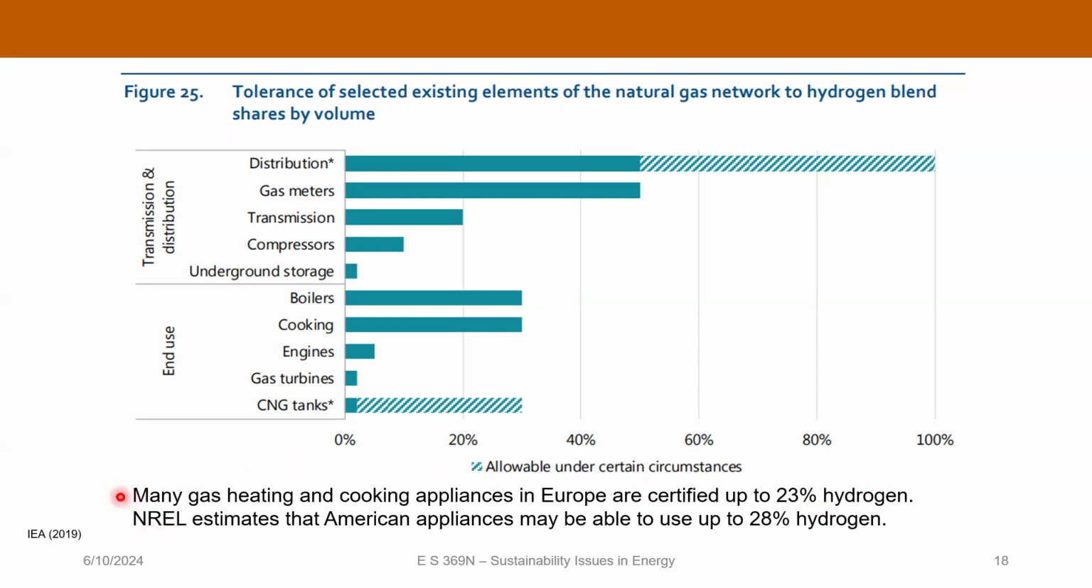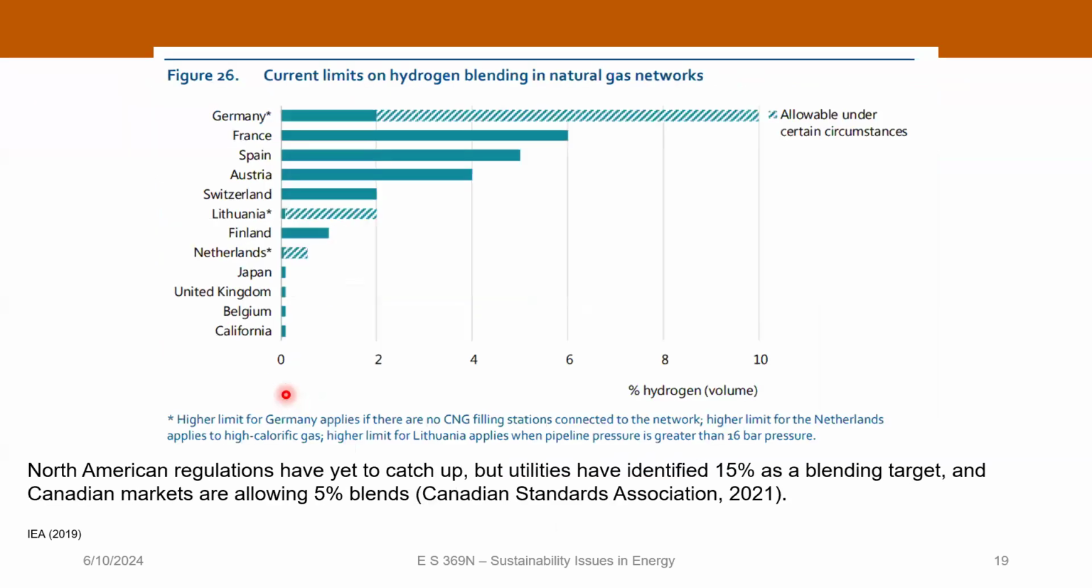In the US, there's not a certification like that, but according to NREL, they think that American appliances could take up to 28% hydrogen. So that's one possibility, at least for combustion. But other types of existing infrastructure can't take very much hydrogen. We'll talk about the problem with gas turbines in a subsequent lecture when we're talking about electricity generation, but the way that hydrogen burns is different. The flame speed and the ignition temperature and everything are different than they are for methane. So existing gas turbines that burn natural gas don't really work for hydrogen. They have to be redesigned.